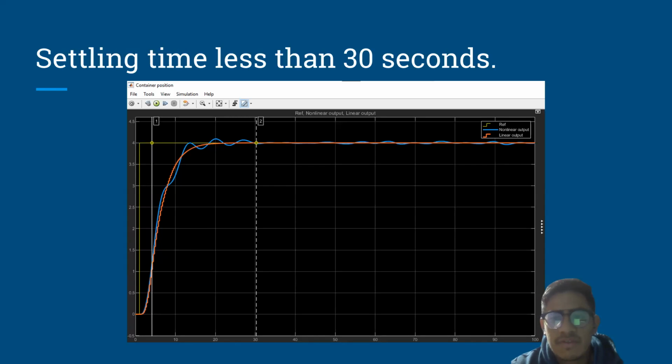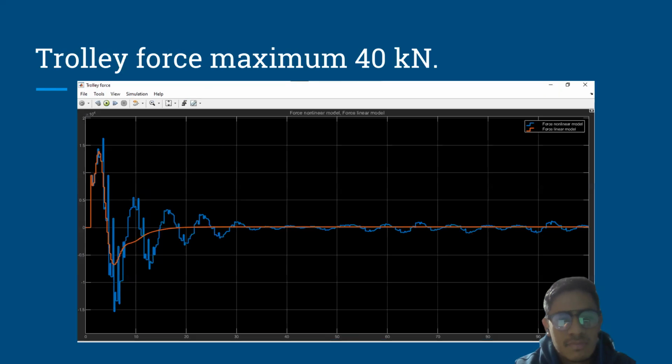Now, for the settling time of the system, according to tau in a second-order system, about 99.8% is considered a good system response. As we can see in the graphic presented, both linear and non-linear outputs show that the settling time is less than 30 seconds. Lastly, the maximum force applied to the trolley is about 16 kilonewtons for the nonlinear model, and for the linear model is less than 14 kilonewtons, sorry, which confirms that the system complies with all given specifications.